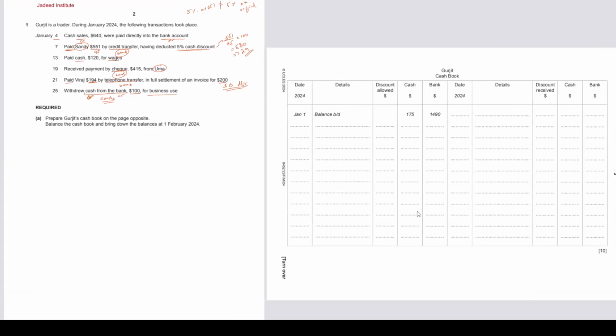Okay. So we've figured out the whole thing. All we have to do is get those free 10 marks pretty much. Just a couple challenges there. That slightly challenging. And that just another way to put the same thing. Okay. Let's begin. January 4, cash sales, 640, paid directly into bank, 640, goes under bank.